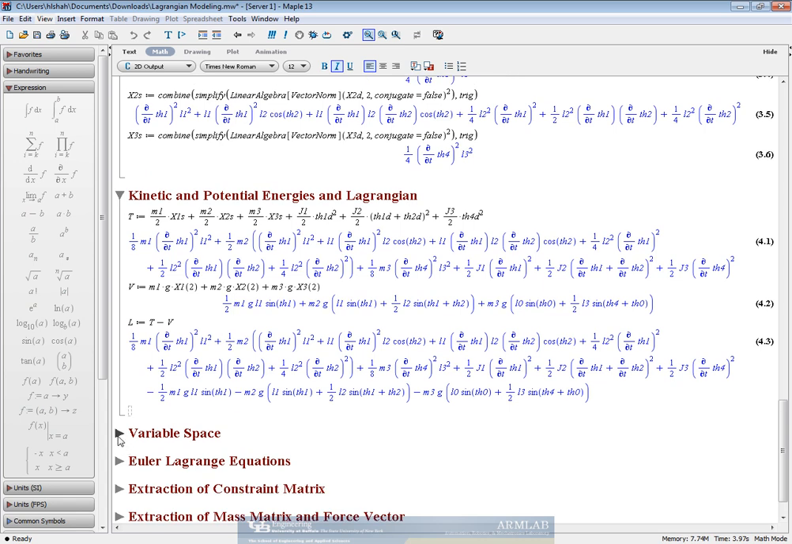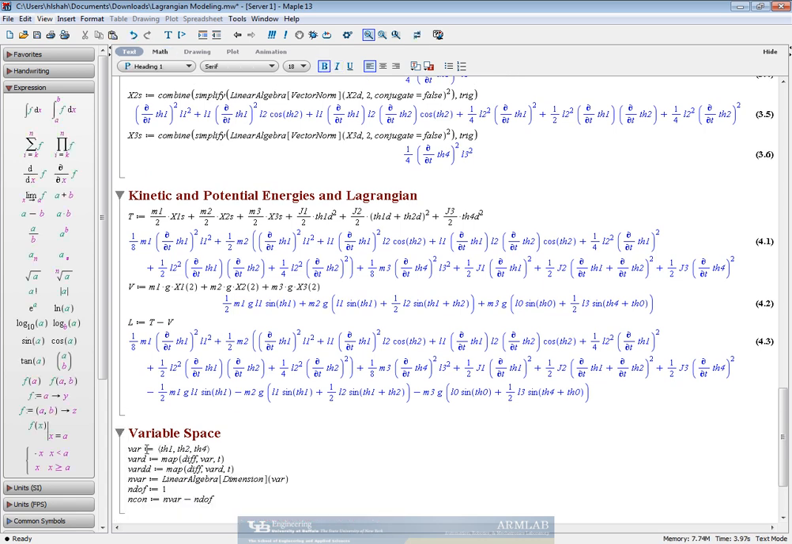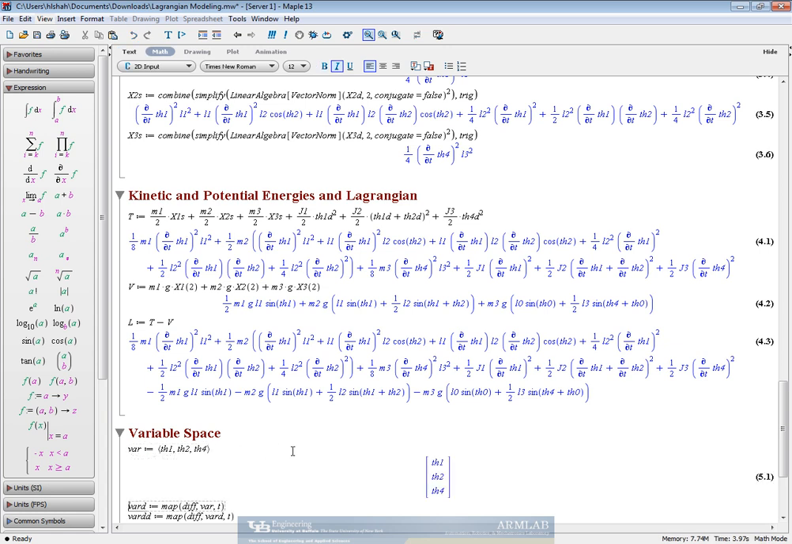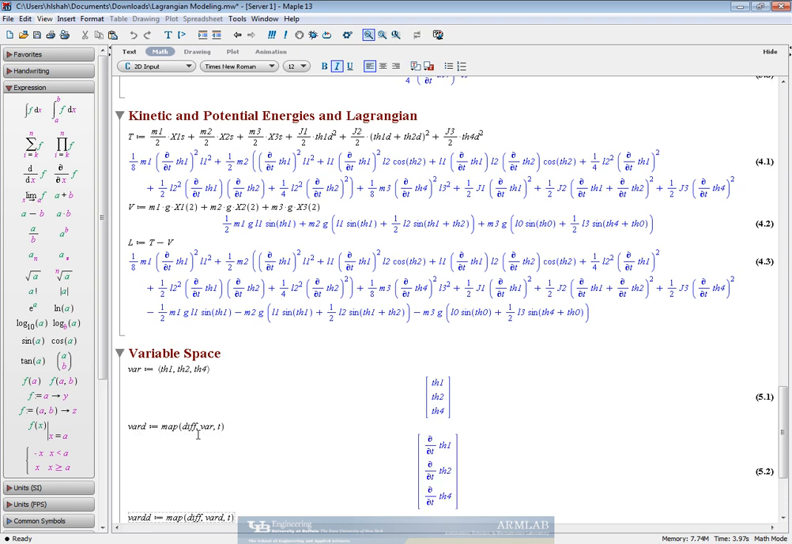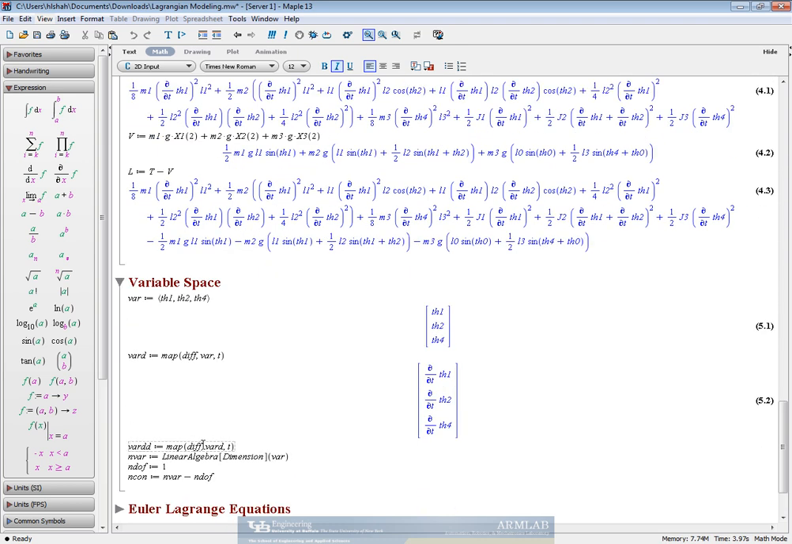The next step is to define a variable space. The variable space in our case is just going to be theta1, theta2 and theta4. And we define the differentials of these variables with respect to time and also the double differentials of these variables with respect to time.